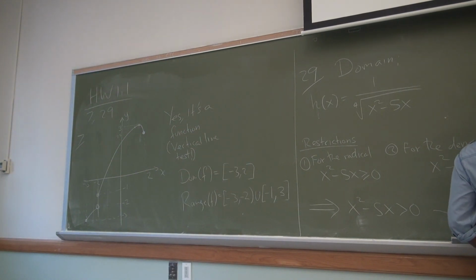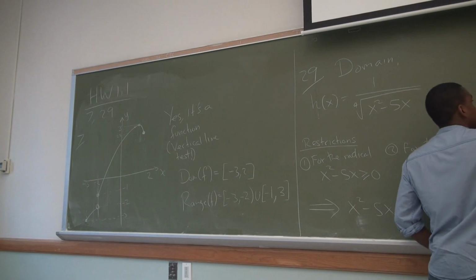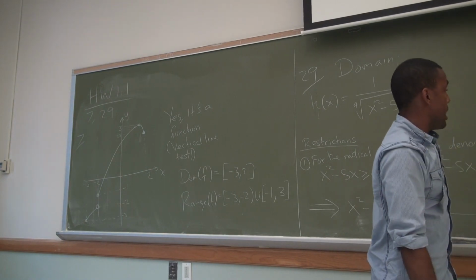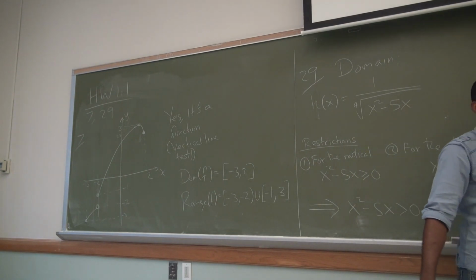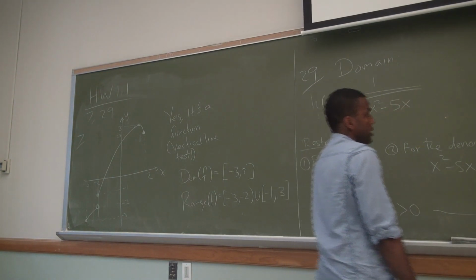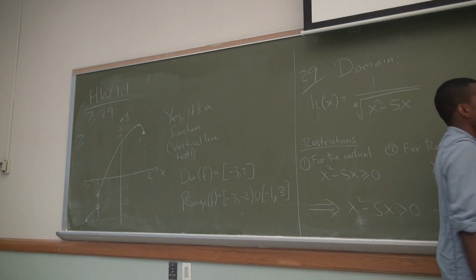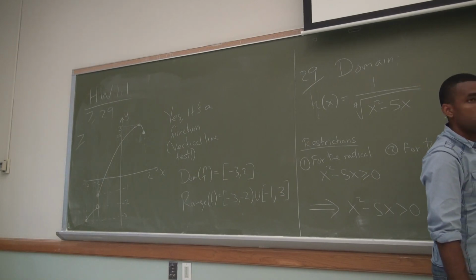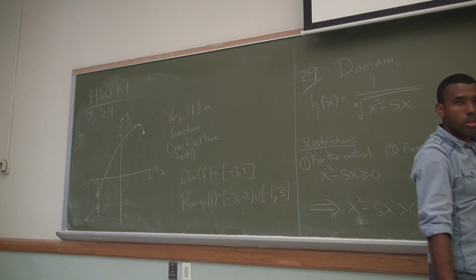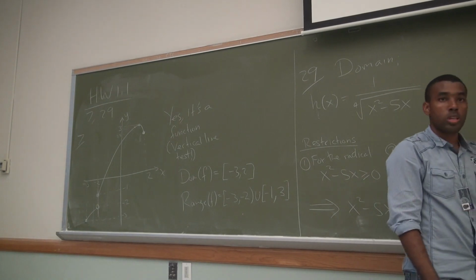Setting these equal to 0, you get two solutions: x equals 0 and x equals 5. And you're going to have to test the intervals. Going this way is infinity, and going back here is minus infinity. It's sufficient to test only one point in each region because they'll all behave the same. Test, say, -1: you get -1 times -6. Negative times negative is positive. So yes, this interval works.